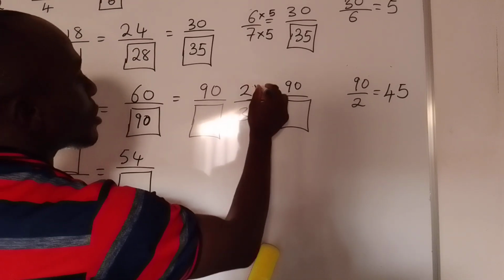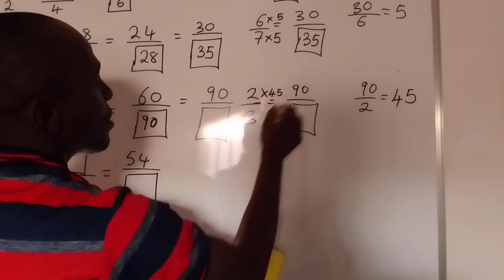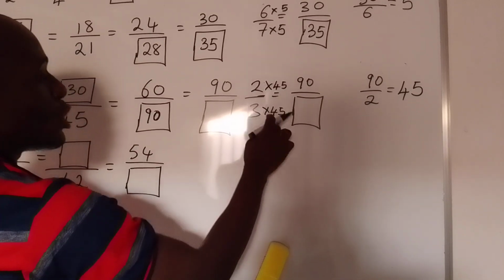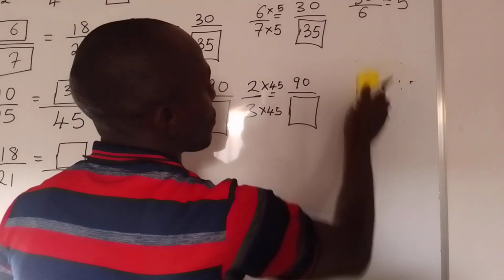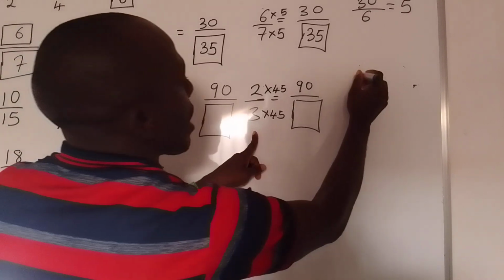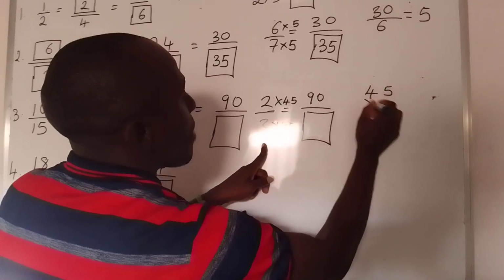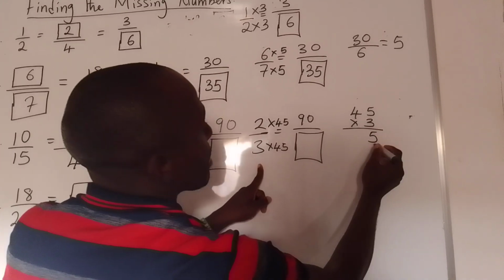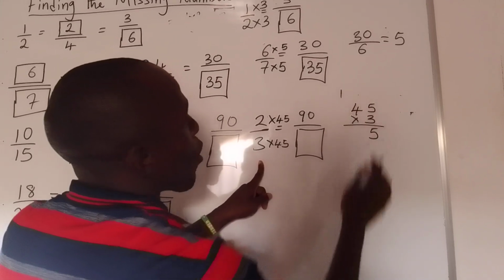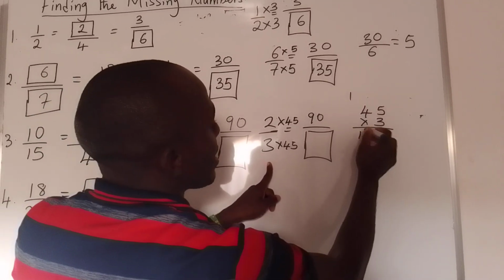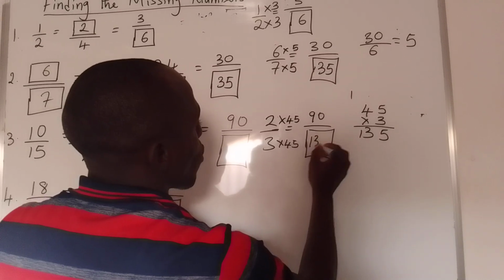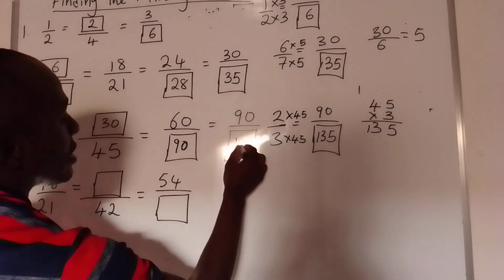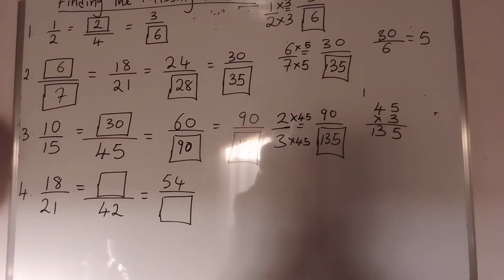So I'm going to multiply here by 45. Both the numerator and denominator are multiplied by 45. So let's multiply 45 by 3. 3 times 5 is 15. I'll write my 5, carry 1. 3 times 4 is 12 plus 1, 13. So my answer here is 135.